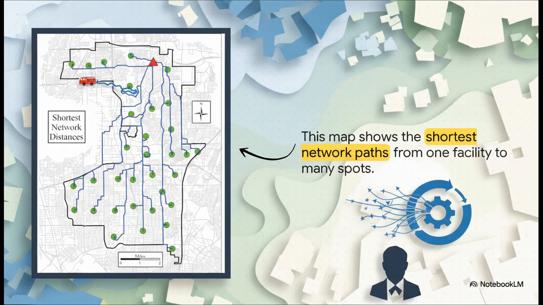And this map right here just illustrates that concept perfectly. That red triangle, think of it as a single starting point, maybe a fire station or a warehouse. The blue lines are the calculated shortest paths to a whole bunch of different destinations.